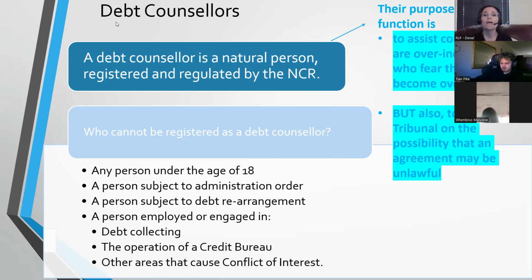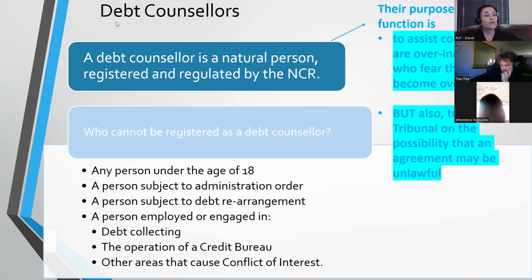Okay, so when they ask you tomorrow for the main purpose or the main function of a debt counselor, the first thing is that they assist consumers who are over-indebted or who fear they might become over-indebted. That's this first one, and that's available in your book. But the second one, another main function of a debt counselor, is to advise the tribunal on the possibility that an agreement may be unlawful.